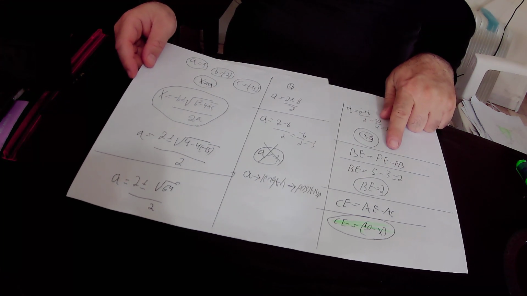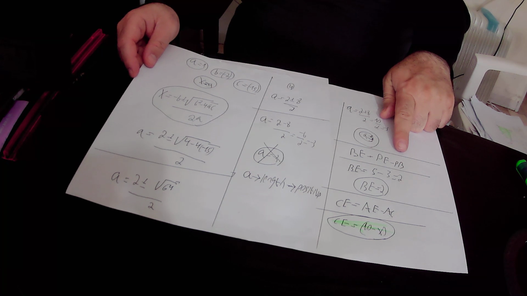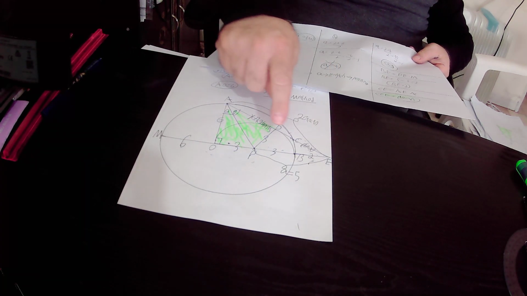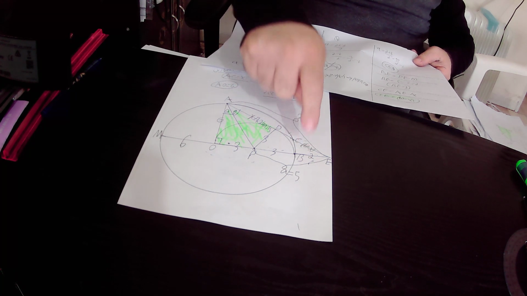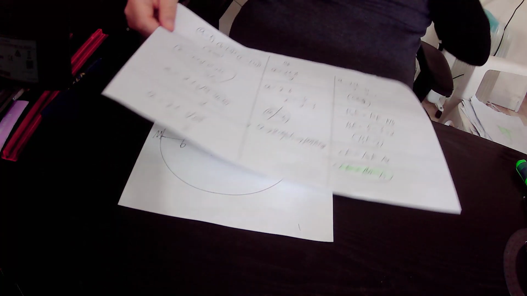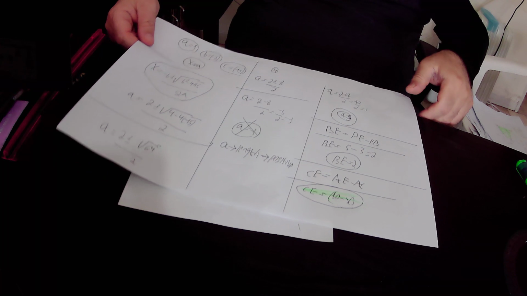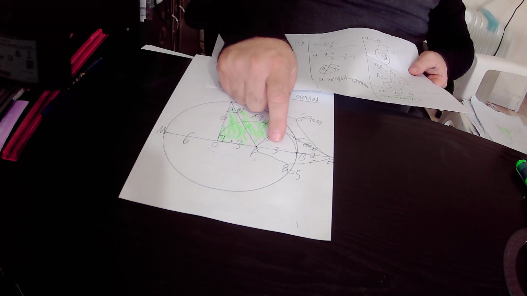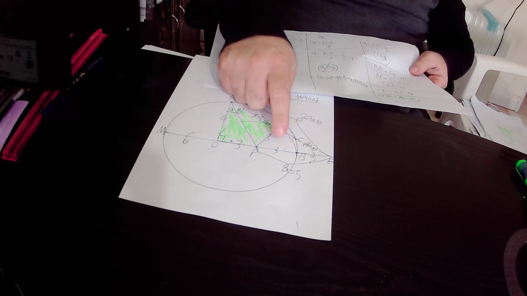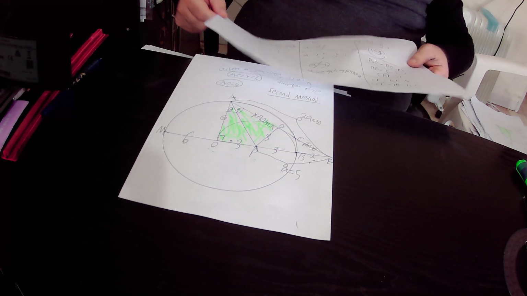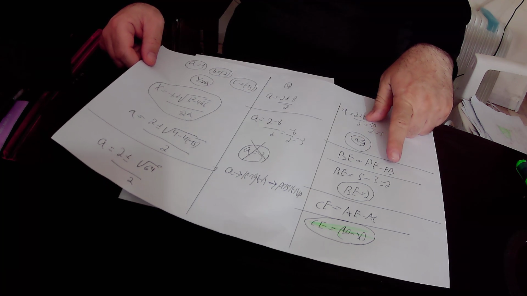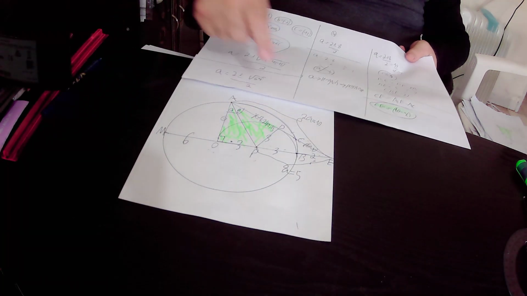Here BE equals PE minus PB. PE equals A, that is 5 units, so PE is 5 units, minus PB. PB equals 3 units, it is the radius of the semicircle. So in conclusion, BE equals 5 minus 3, that is 2. BE equals 2 units.